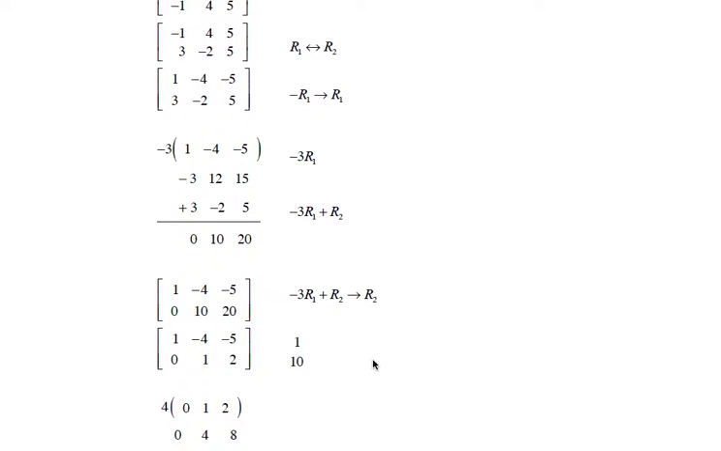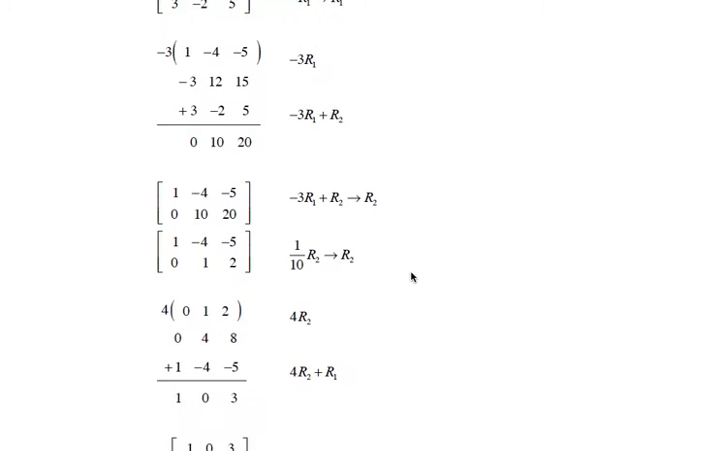And so there's the notation for that there. 1/10 times row 2 is my new row 2. 1/10 times 10 is 1. 1/10 times 20 is 2. And so I only have one step left, and that's to get a 0 in this top middle entry.